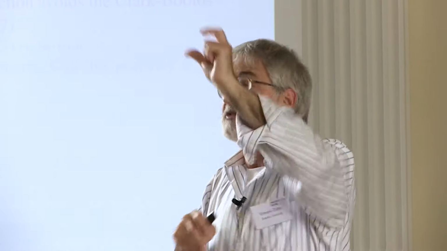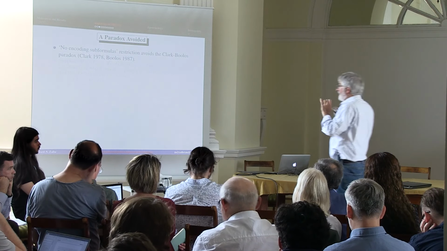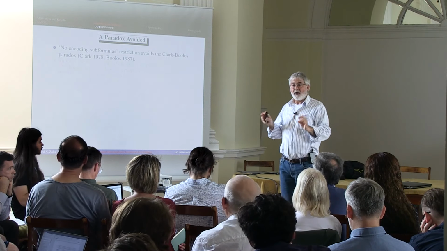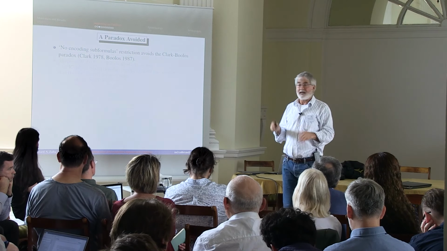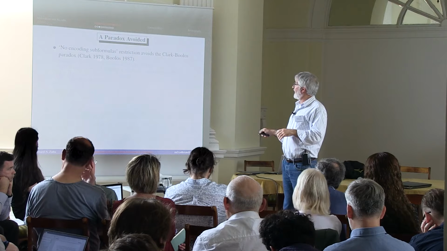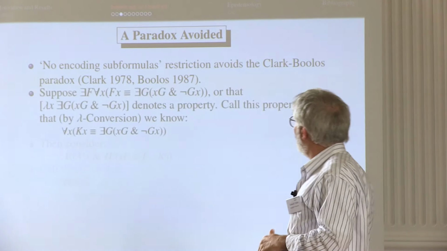It allows, just like in every modal logic, you can interpret it with the domain of at least one possible world. And when there's just one possible world, you get modal collapse and all that kind of thing. But the interesting thing is that there is a paradox that object theory avoids with this condition, no encoding subformulas in building new properties. And it was first observed by Clark in a paper in 78, and Boolos discovered it independently in a paper on Frege.